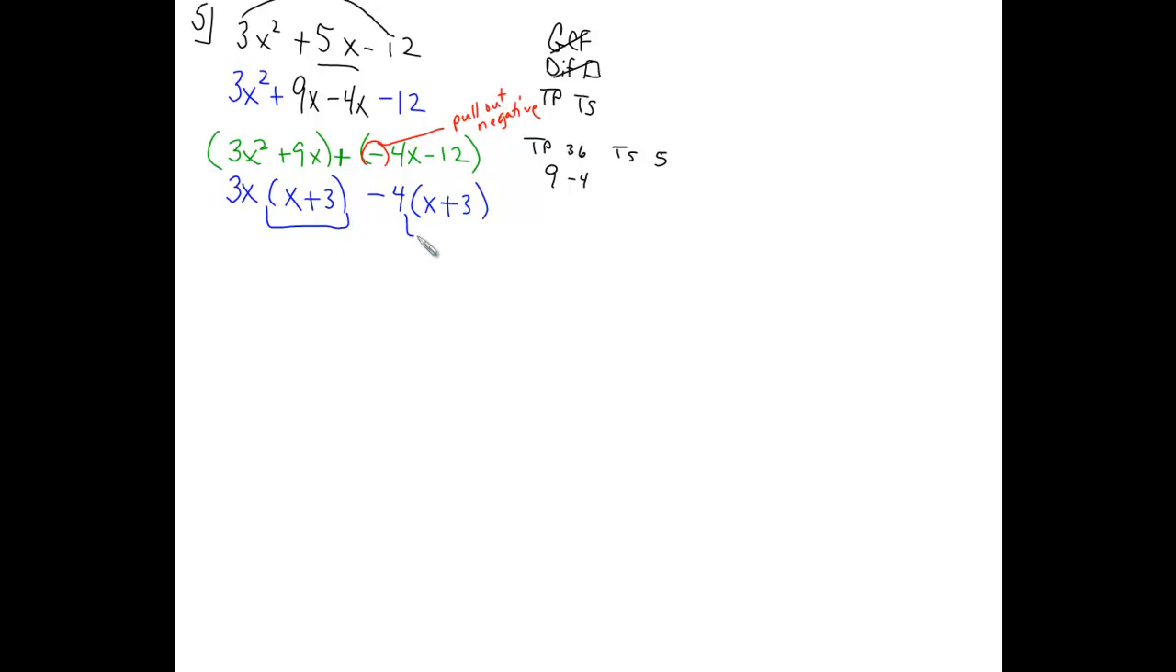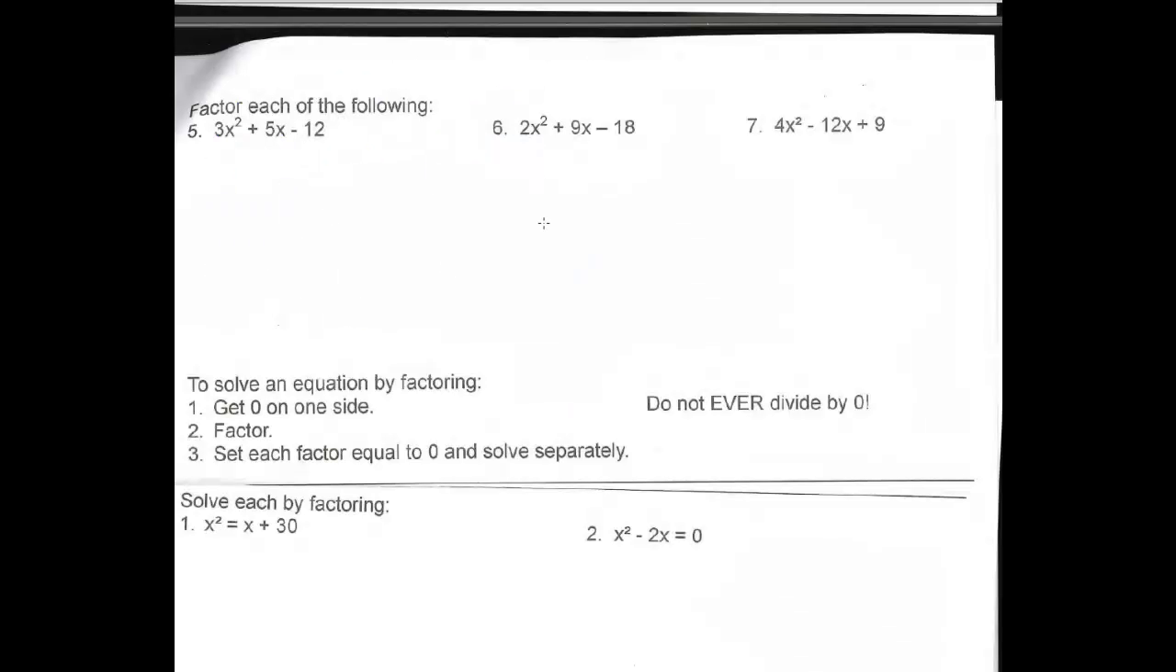The two parts that are the same is one of our factors, and what's left over is our other factor. Remember, we multiply these together because we're looking at factors, and this is our answer. Example 6. 2x squared plus 9x minus 18.